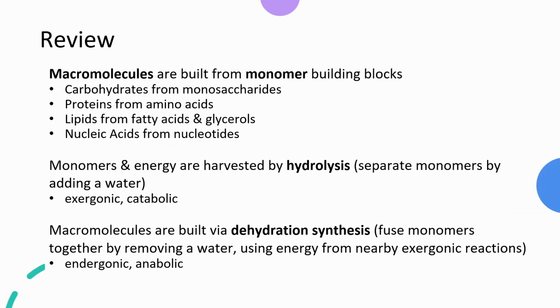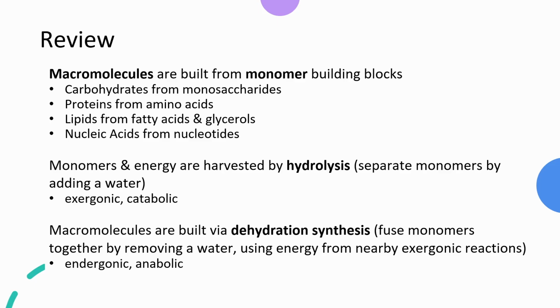Each type of macromolecule, carbohydrates, proteins, lipids, or nucleic acids, is built from its own type of monomer. Monosaccharides, amino acids, fatty acids, and nucleotides, respectively. You learned that both monomers and energy are harvested from your food by hydrolysis reactions, which use a water molecule to snip macromolecules apart into their component building blocks.